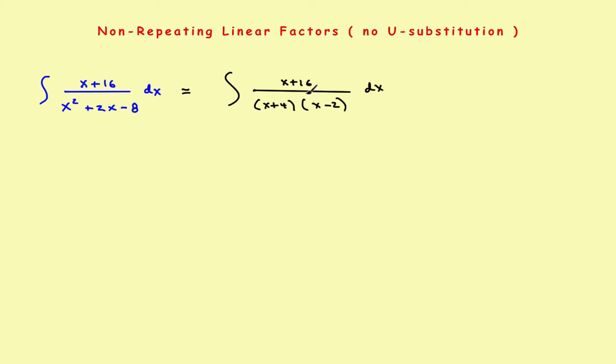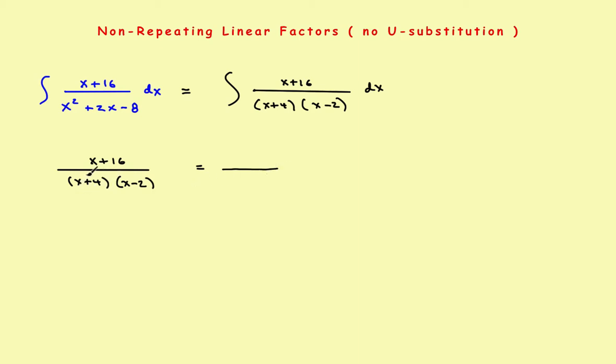Now the next step is to take this rational expression and break it down into two partial fractions. So let's go ahead and rewrite it right here. The numerator is still x plus 16, and the denominator is x plus 4 times x minus 2. And I want to break this up into partial fractions, so I'll put an equal sign right here. And again, the two partial fractions would be the following. The first one we'll put right here.